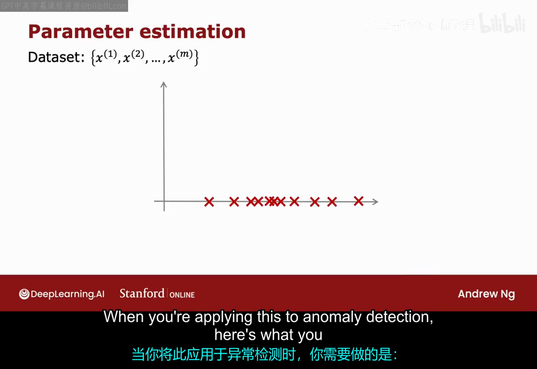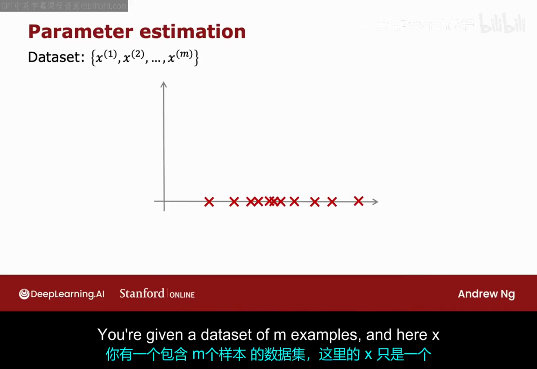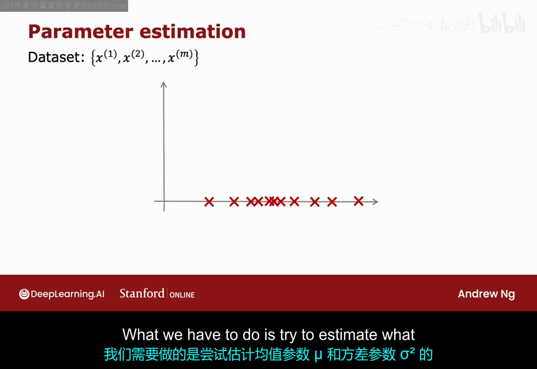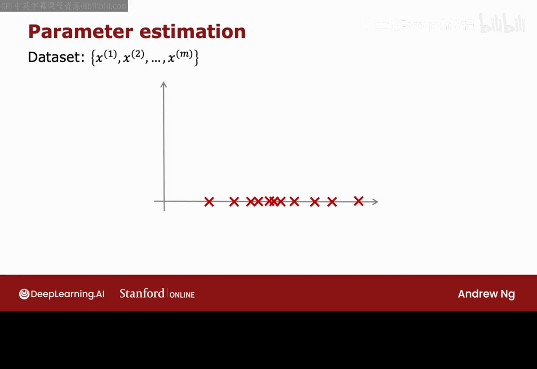When you're applying this to anomaly detection, here's what you have to do. You're given a data set of m examples, and here x is just a number, and here are plotted the training sets with 11 examples. And what we have to do is try to estimate what are good choices for the mean parameter, mu, as well as for the variance parameter, sigma squared.